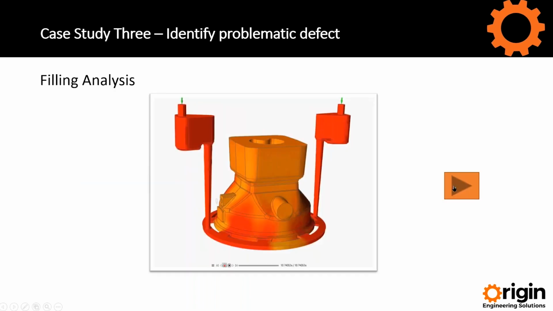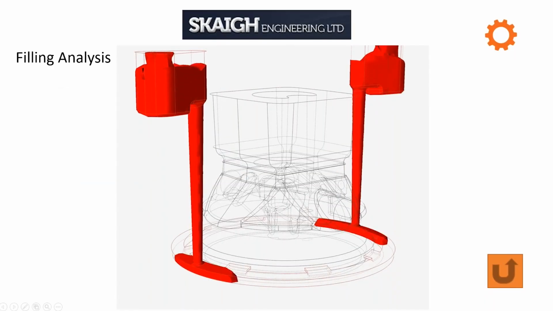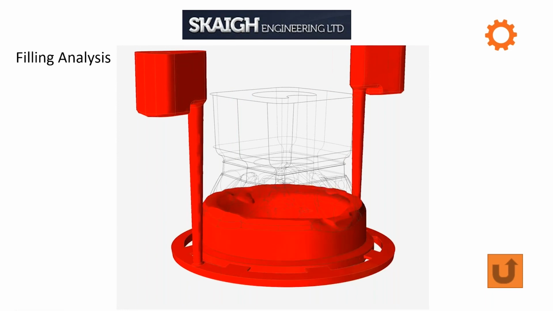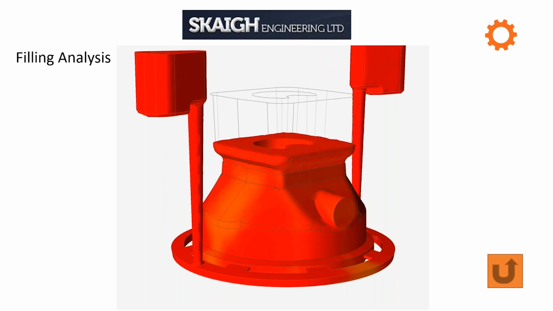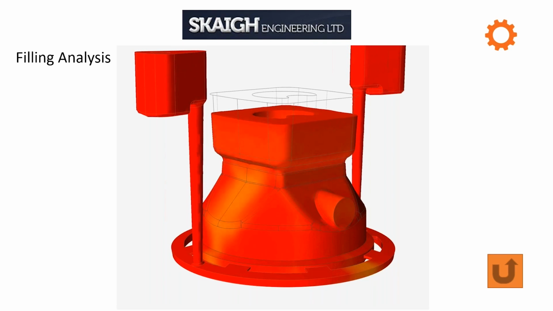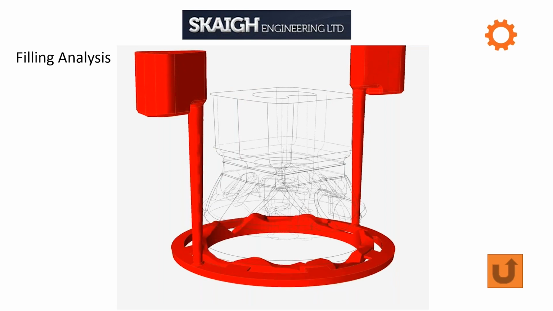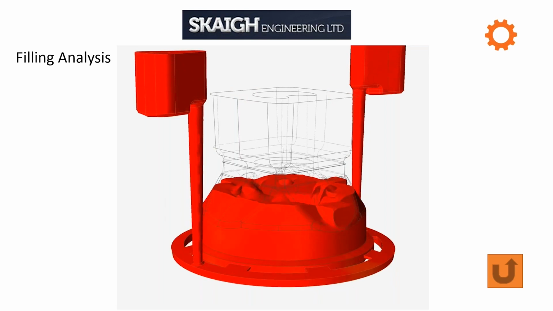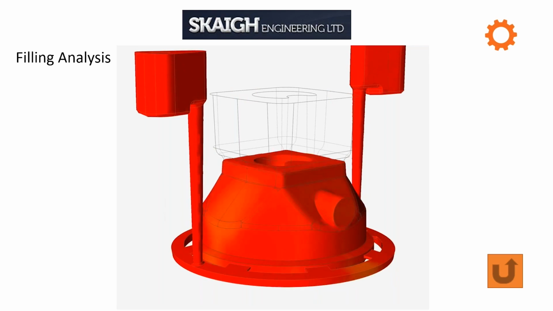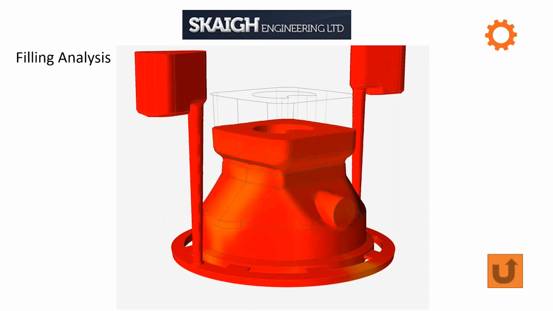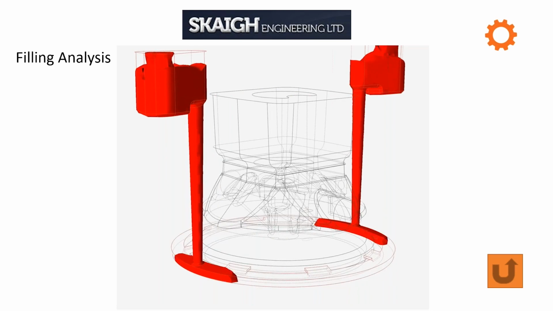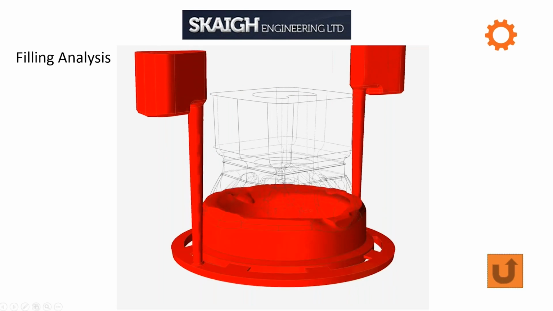So what we did is a filling analysis. This is a twin pour, with a 35 kilogram poured weight. As you see, the metal goes through into the pouring basins. To me, that looks a very good fill. Nice laminar fill, no turbulence, got the gates in the right order. So it should be good.